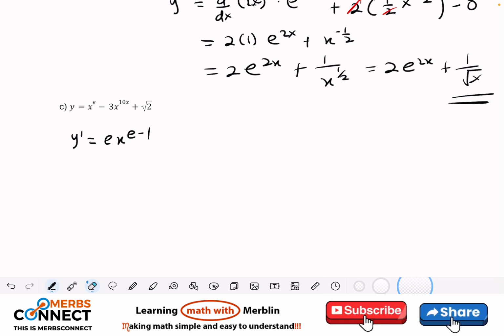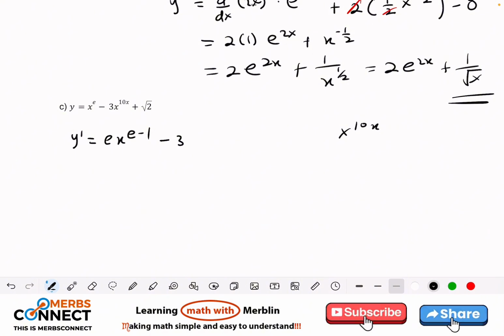Now minus 3, then I need to come and differentiate x to the power 10 x. I'll talk about this, but before I talk about this, let's look at this function here. Now when I differentiate that one, I'm going to get 0.